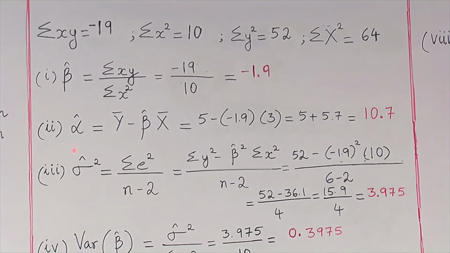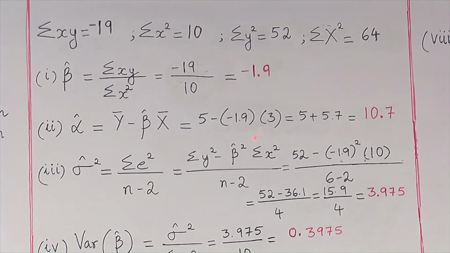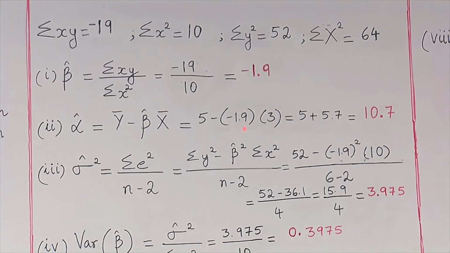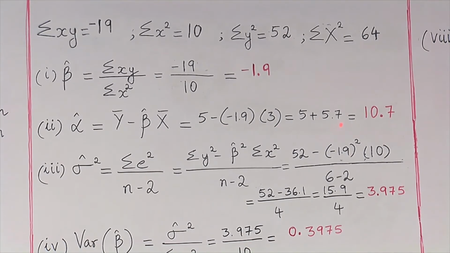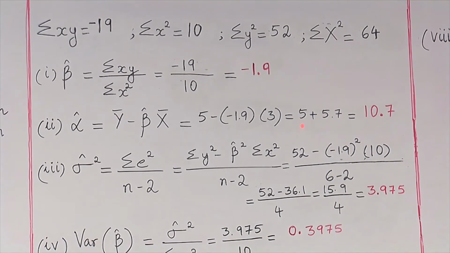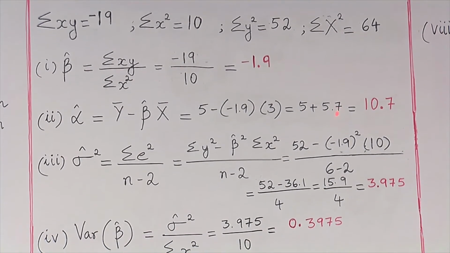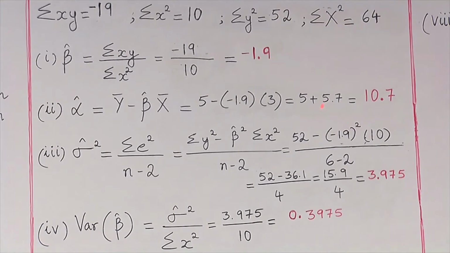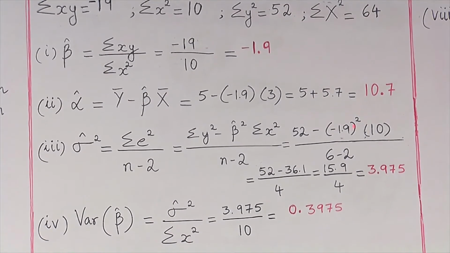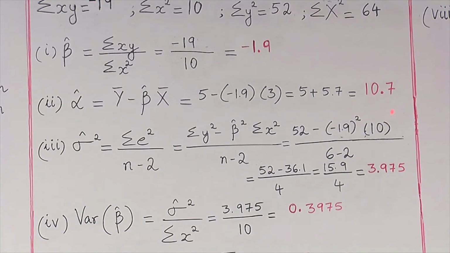The next coefficient is alpha hat. Alpha hat is equal to y bar minus beta hat x bar. Y bar is 5, beta hat is minus 1.9 and x bar is 3. So, on multiplying minus 1.9 and 3 we get 5.7. Adding up 5 plus 5.7, because minus and minus becomes plus, you get the answer 10.7.